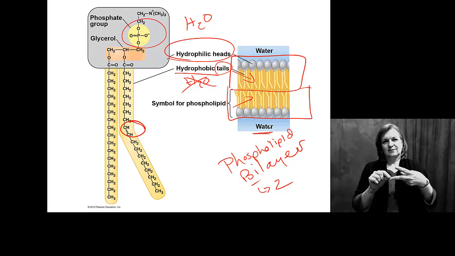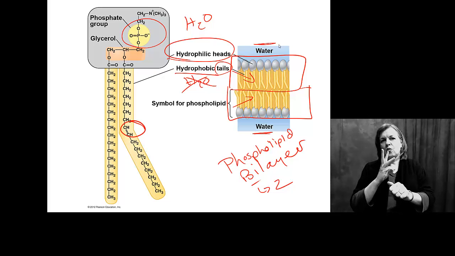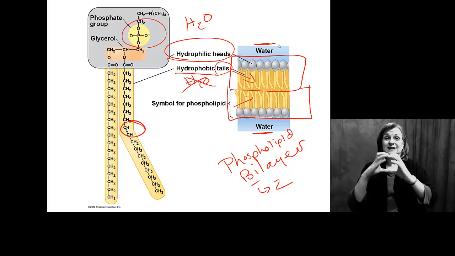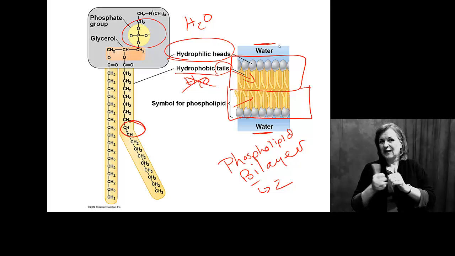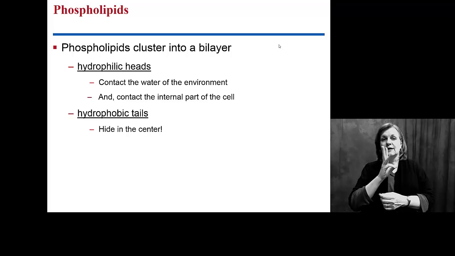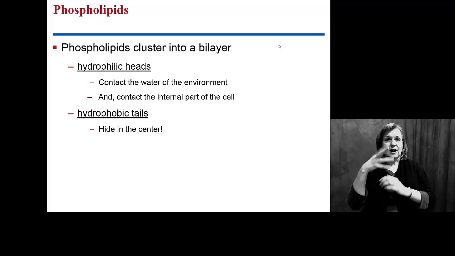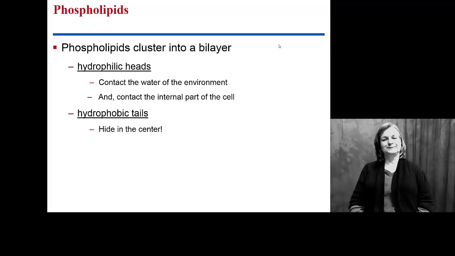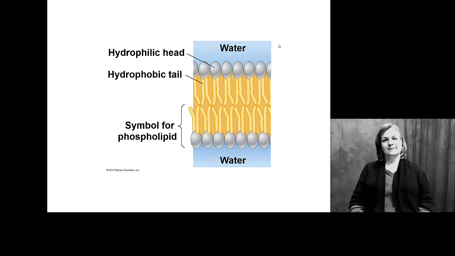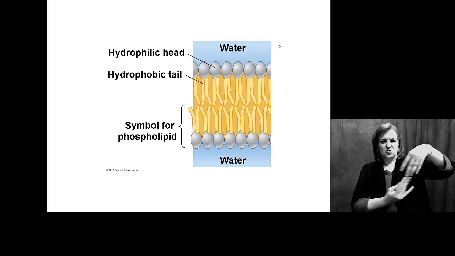They're avoiding the water. There's water inside your cells. There's water outside your cells. The tails hate water. The only way they can get away from that water is to actually hang out in the middle. So they push themselves to the middle. The hydrophilic heads go to the outside, in contact with the water. Everybody's happy.